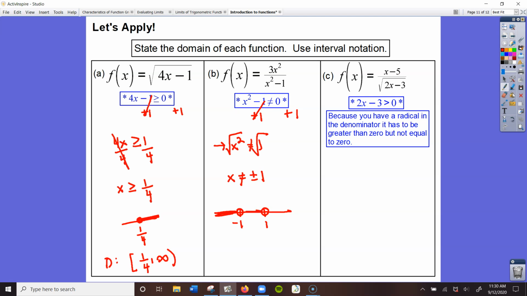So I would shade every other region. And we can see here that I have 3 shaded areas. That means that for the domain, I am going to have 3 separate parts.